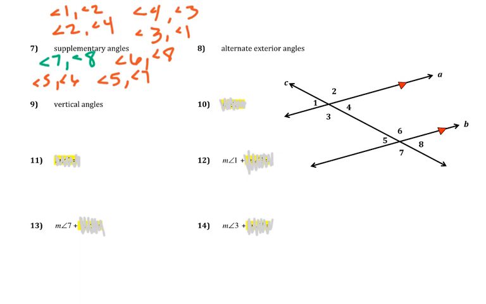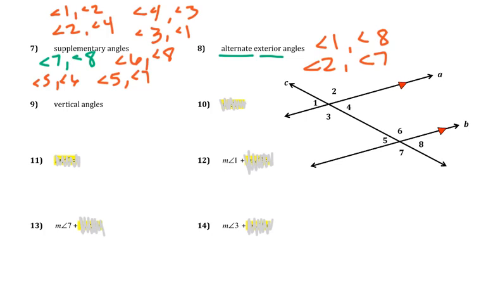Okay, the next one is alternate exterior angles. Now you might be able to figure out what that means if you don't remember from our previous discussion on number 6. Alternate means different sides. Exterior, so if these are the walls of your house, what are the exterior angles? That's going to be these. So which ones would be alternate exterior angles? So go ahead and write those down. Angle 1 and angle 8 would be alternate exterior angles. And angle 2 and angle 7 would be alternate exterior angles.